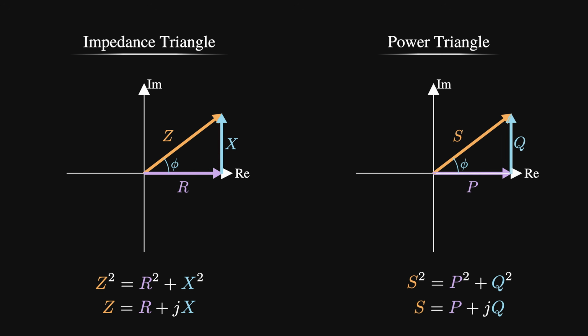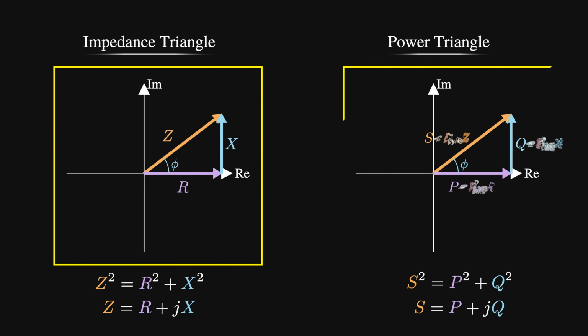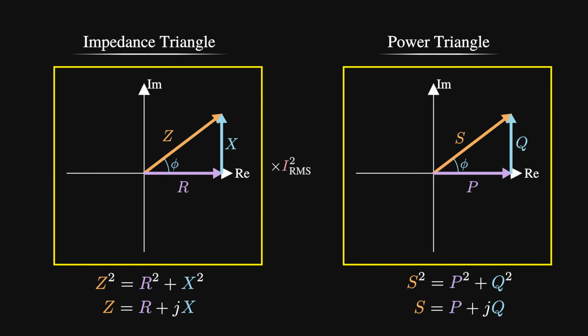So in fact, we can use our basic DC expressions for the power, and we can convert between our impedance triangle and our power triangle by simply multiplying by IRMS squared. It really is quite beautiful how neatly everything fits together.